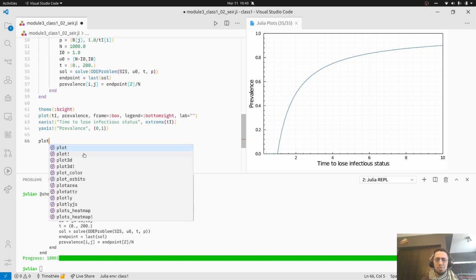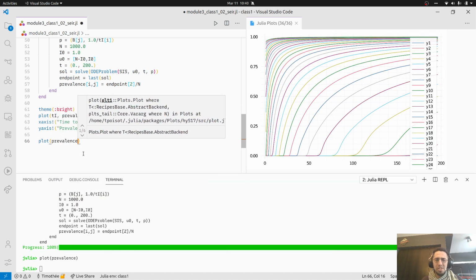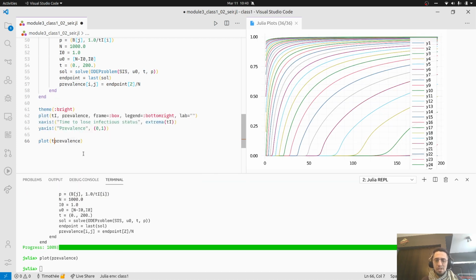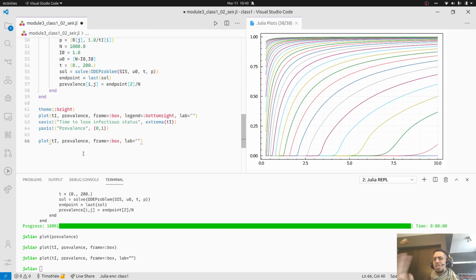So we could plot the prevalence, ti over prevalence, with frame equal box and no legend. What we see here is an accumulation of curves, right? There are a lot of different curves, where we go from this one, where prevalence is always 0, to this one, where prevalence is almost always 1. That's not necessarily the best way to represent this.